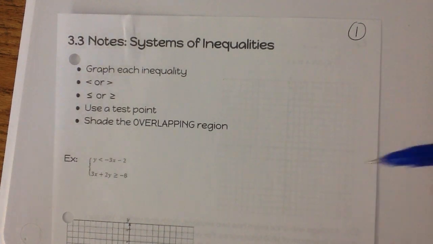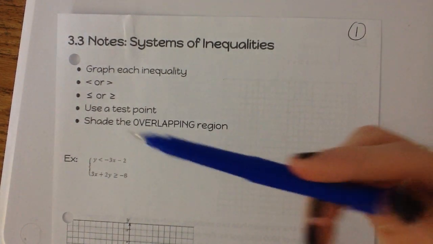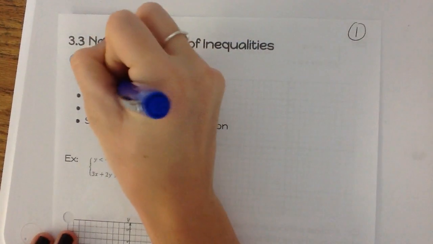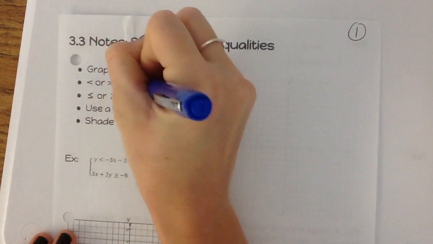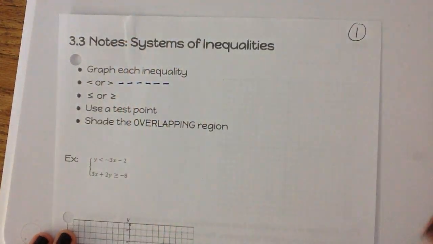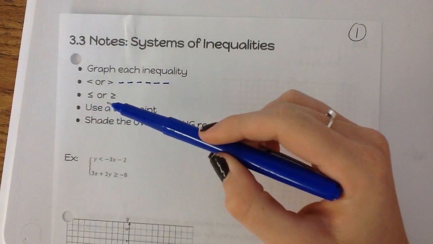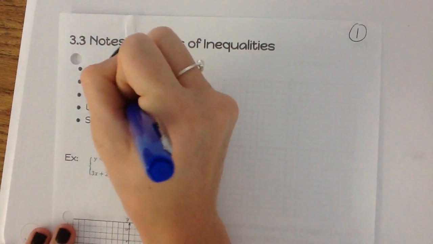Okay, we're going to look at systems of inequalities. We already know that if we have less than or greater than, that we have a dashed line. And we know that if we have less than or equal to or greater than or equal to, we have a solid line.